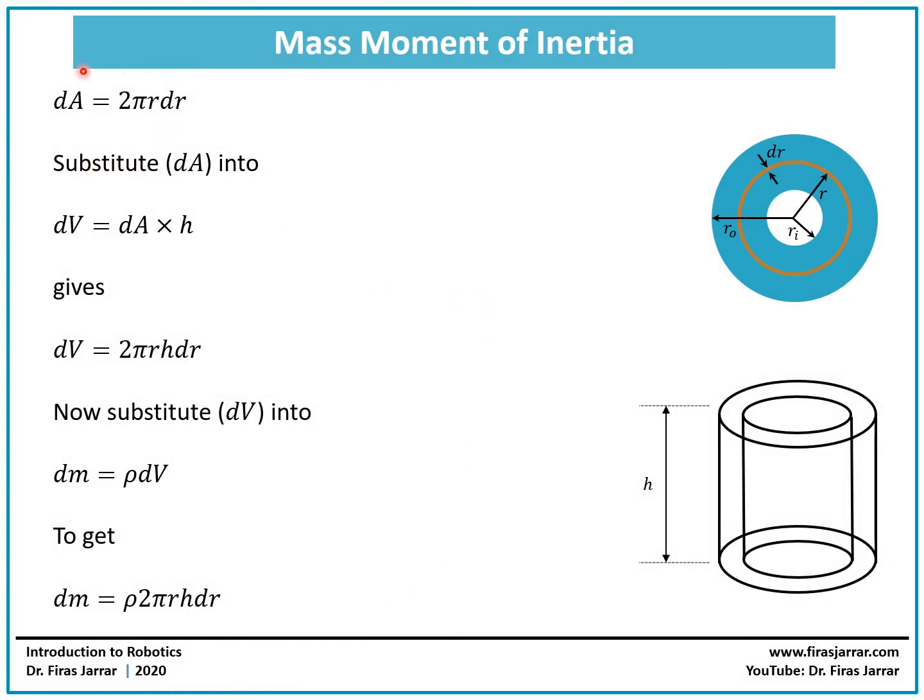Now we want to substitute this back into the definition of the differential volume. So dV becomes 2 pi r h dr, and substitute this in turn into the definition of the differential mass. So we still have rho, and instead of dV, now we have 2 pi r h dr. This brings us to this formula here for the differential mass of the ring, which is in orange color here.